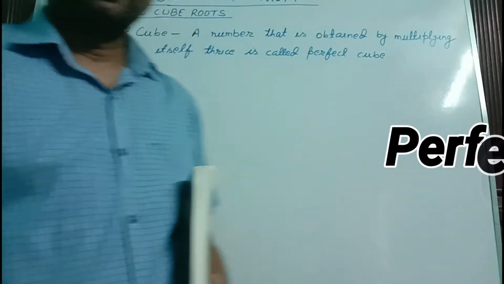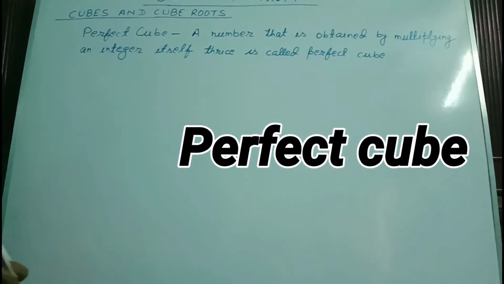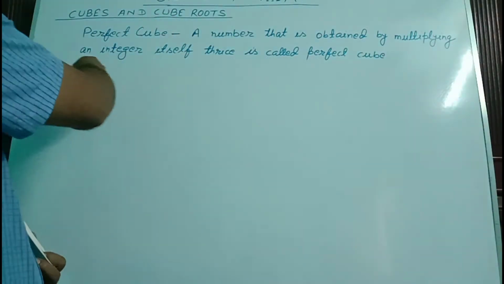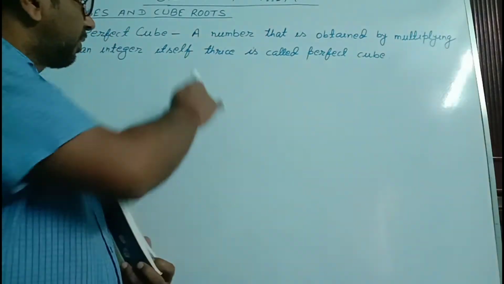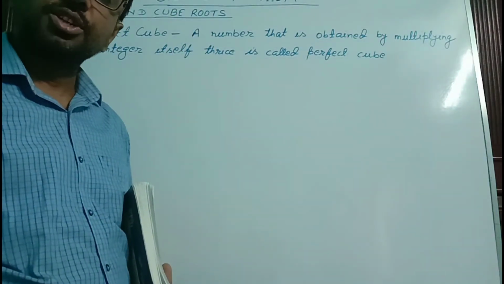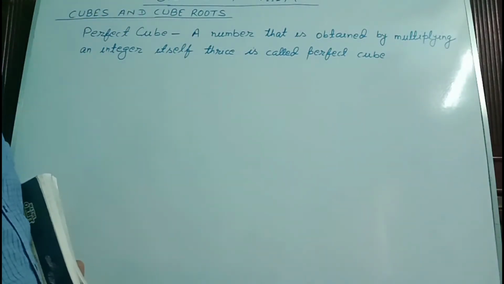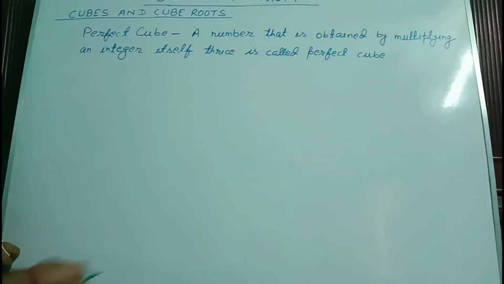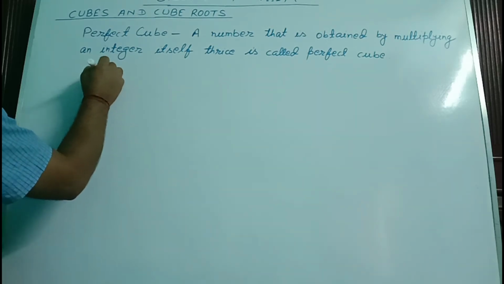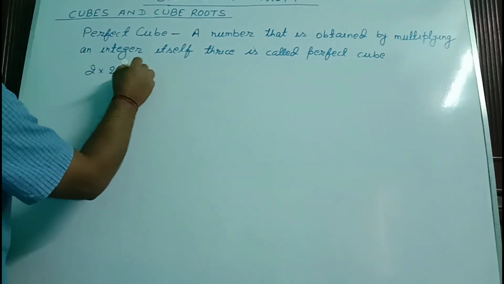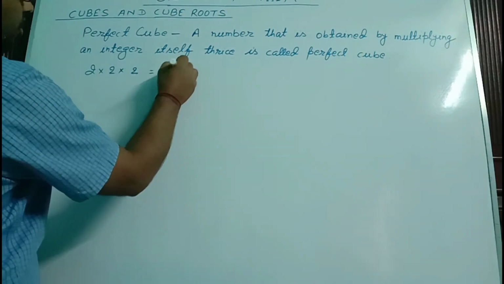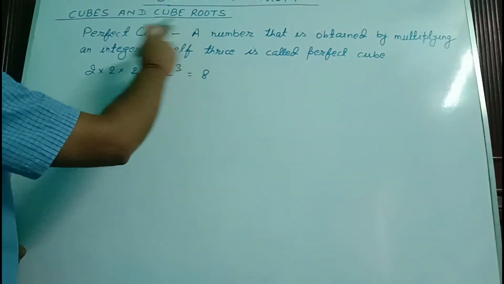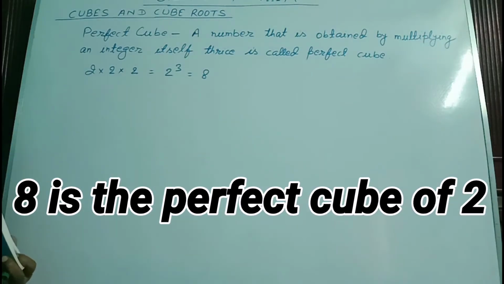Our next topic is perfect cube. I have written the definition: a number that is obtained by multiplying an integer by itself thrice, 3 times, is called a perfect cube. Suppose I am multiplying this integer 3 times. This became 2 cube, that is equal to 8. So this 8 is the perfect cube of 2.